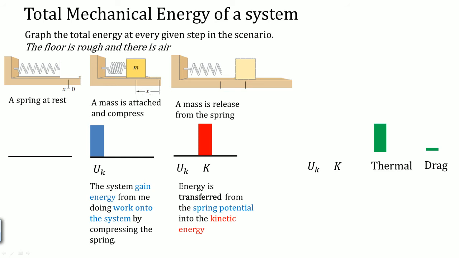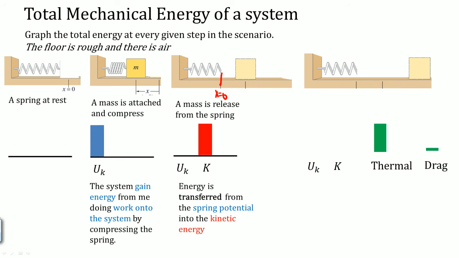Notice that the spring length returns back to equilibrium right here at x equals 0. As a result, all the energy that the spring had when it was compressed, now released, is in the block, which is the kinetic energy. The block is now moving. Well, the block now all of a sudden slows down to a rest.